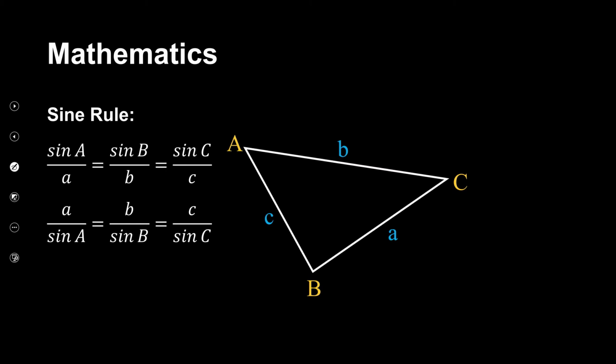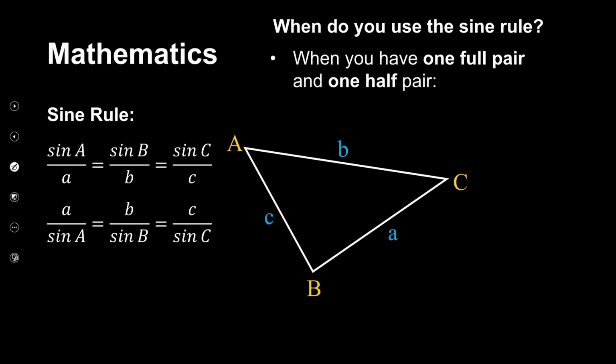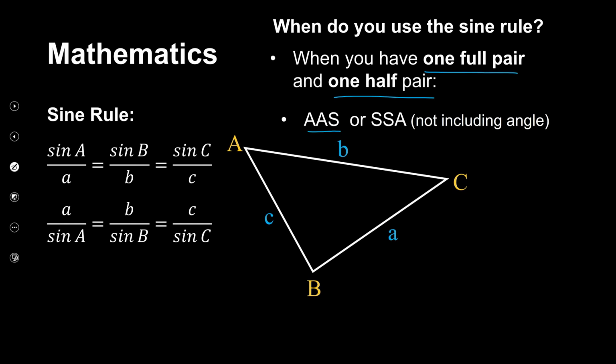Okay, and when do you use the sine rule? You use the sine rule when you have one full pair and one half pair. So either angle, side or side, angle, but not the included angle.